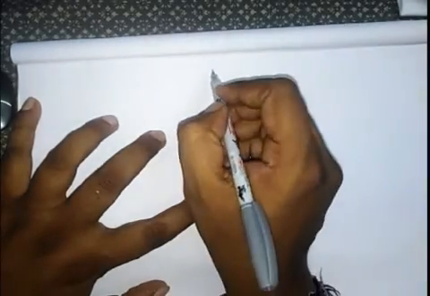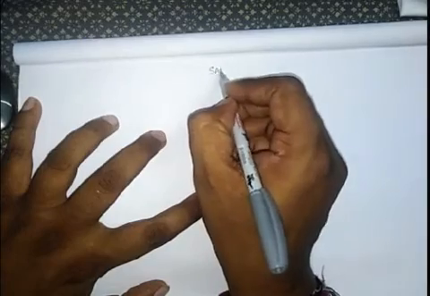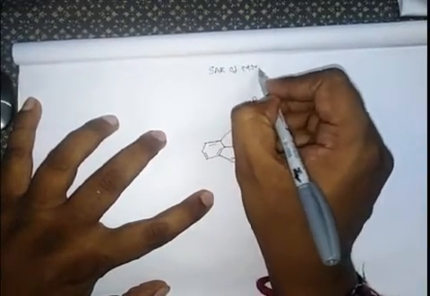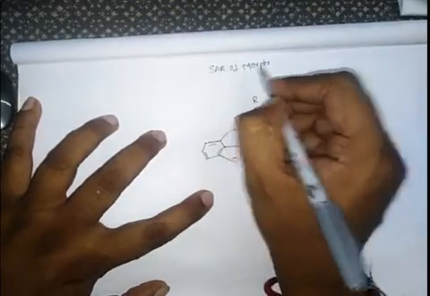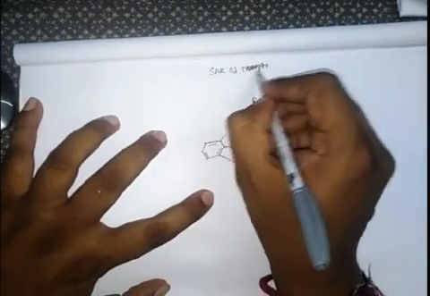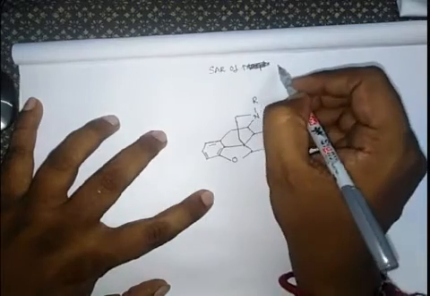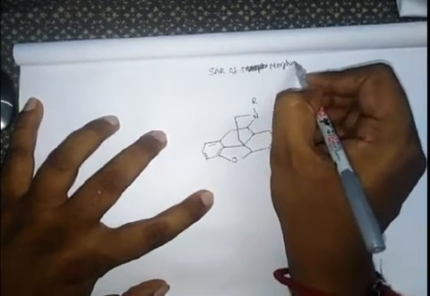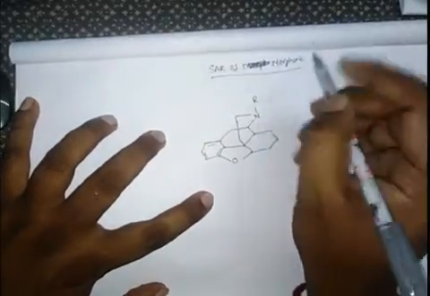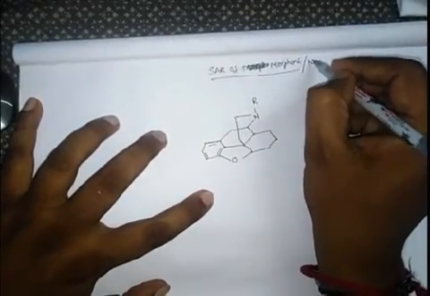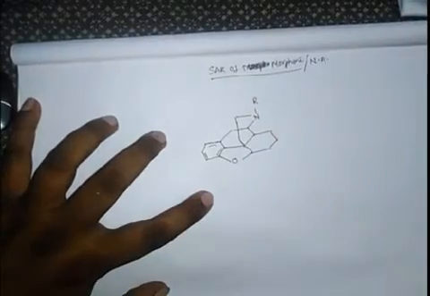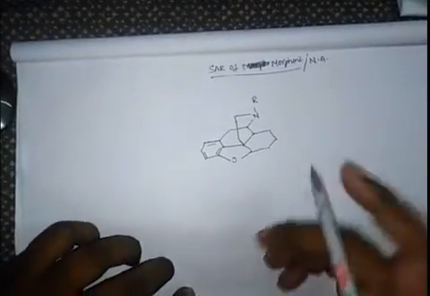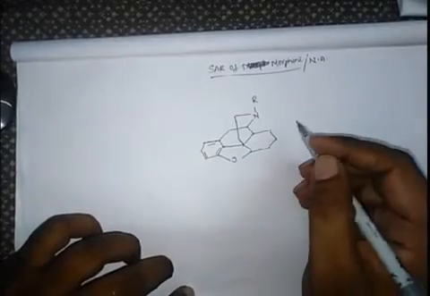We are discussing today the SAR of narcotic analgesics, otherwise the SAR of morphine. It is better to write SAR of morphine or SAR of narcotic analgesics. So this is about the structure of morphine, and we are now drawing the structure of morphine.